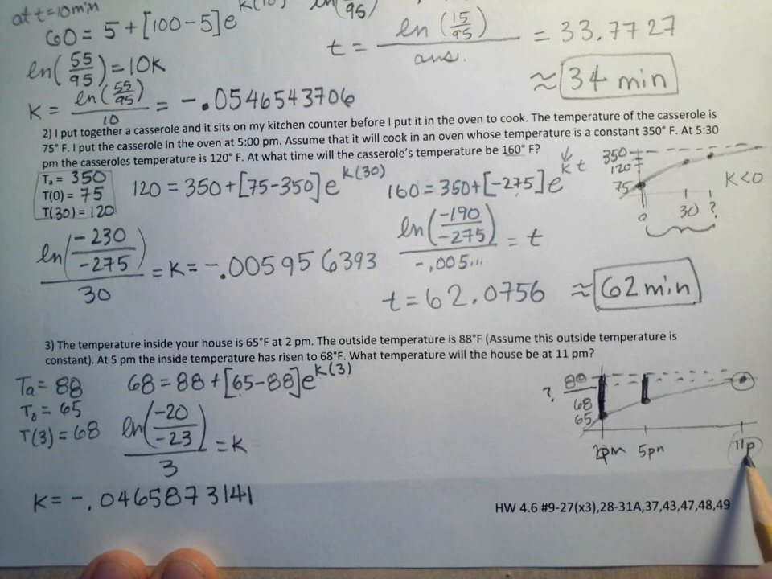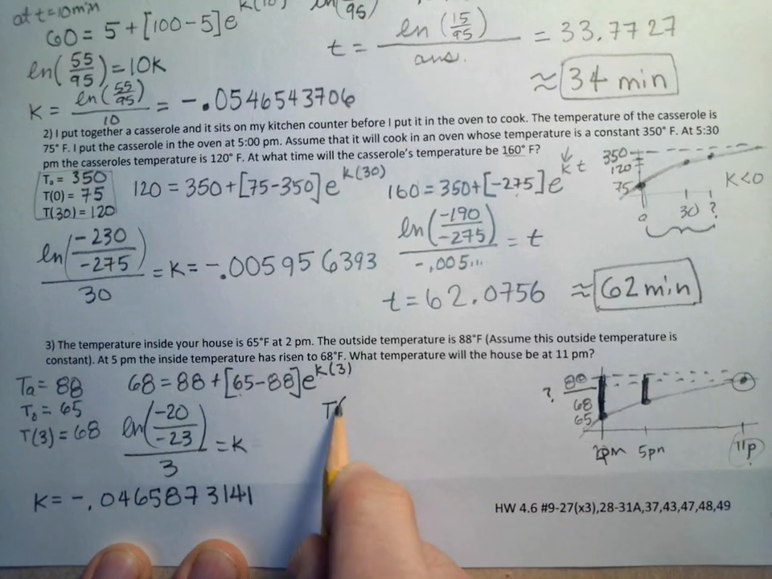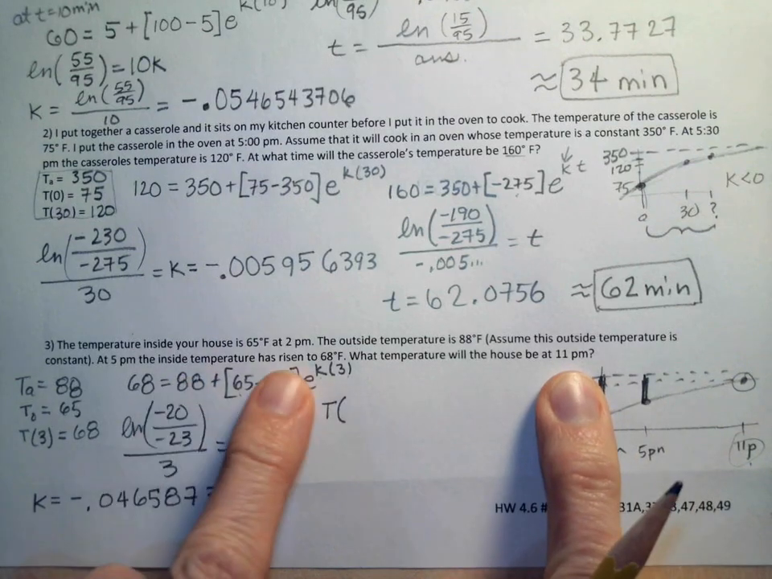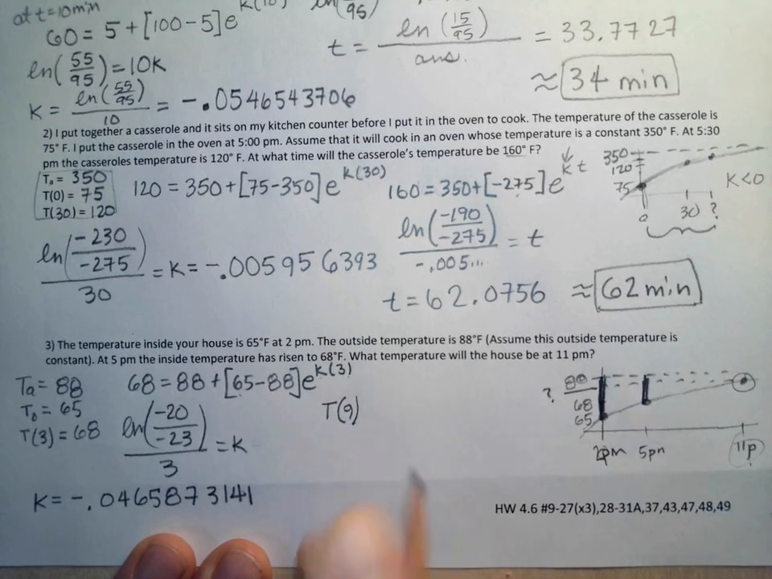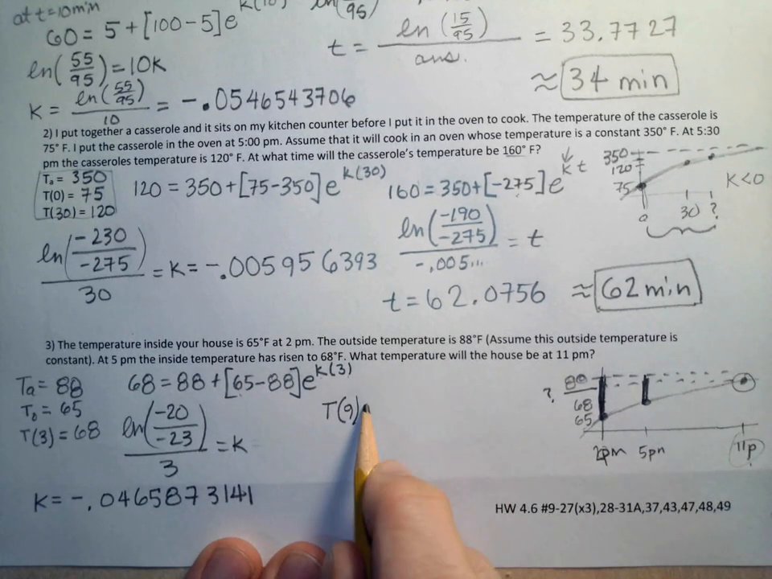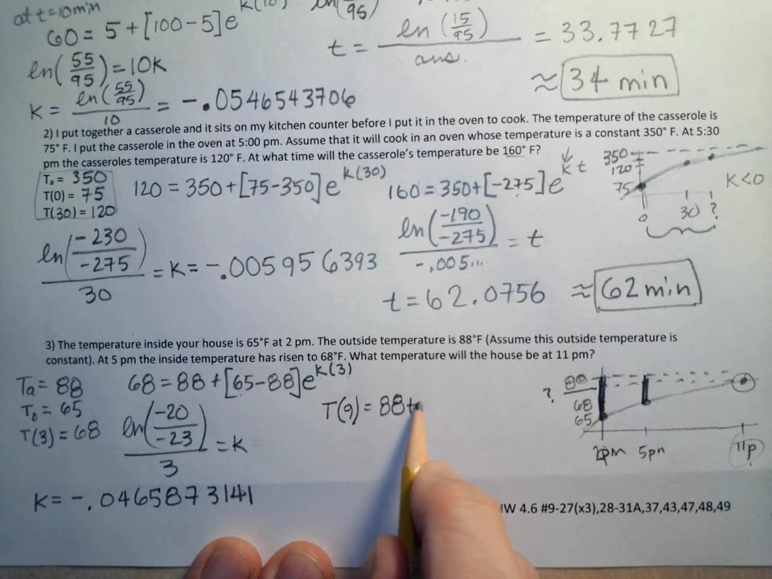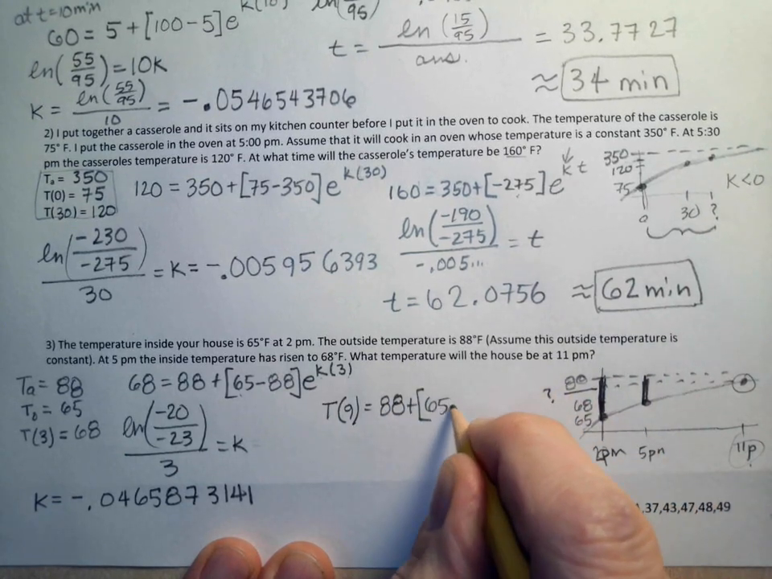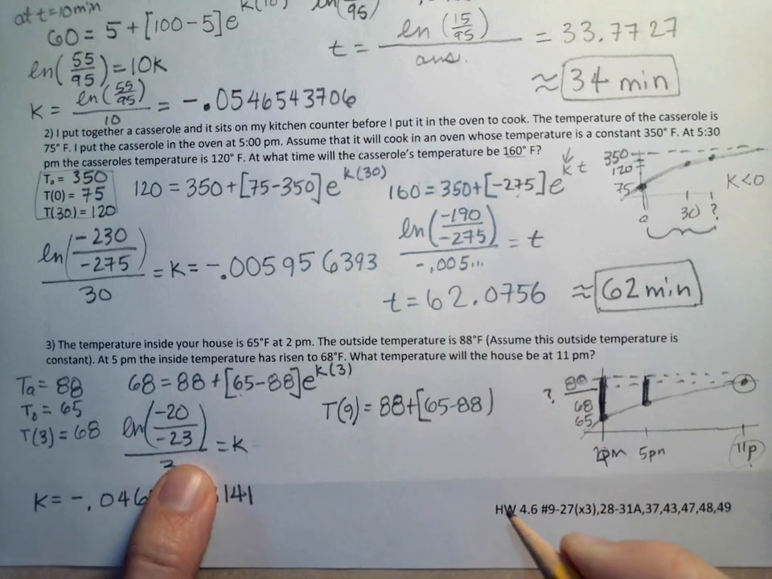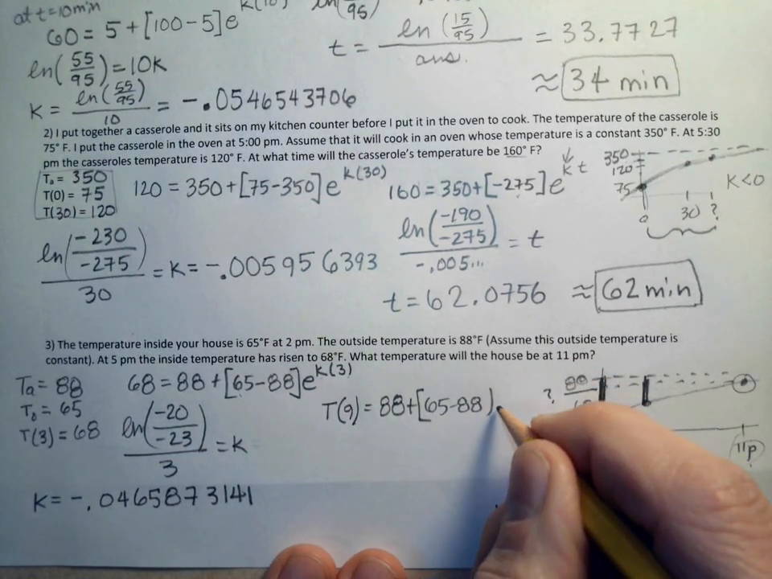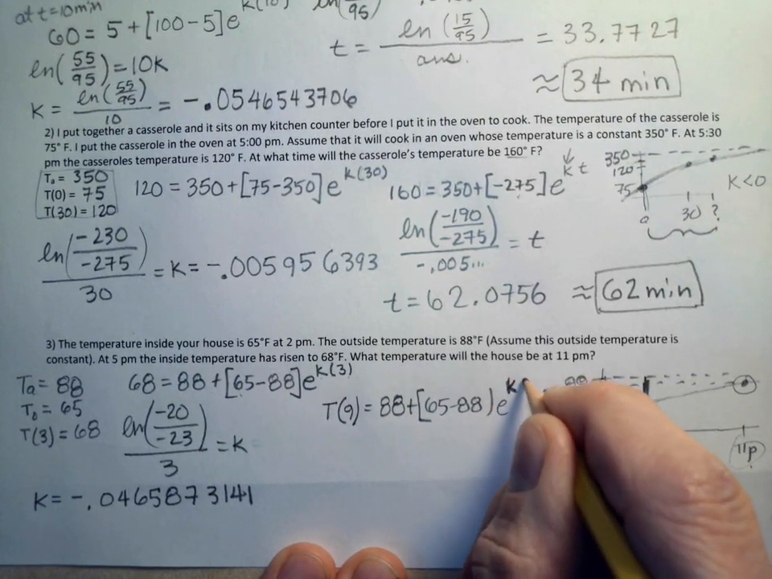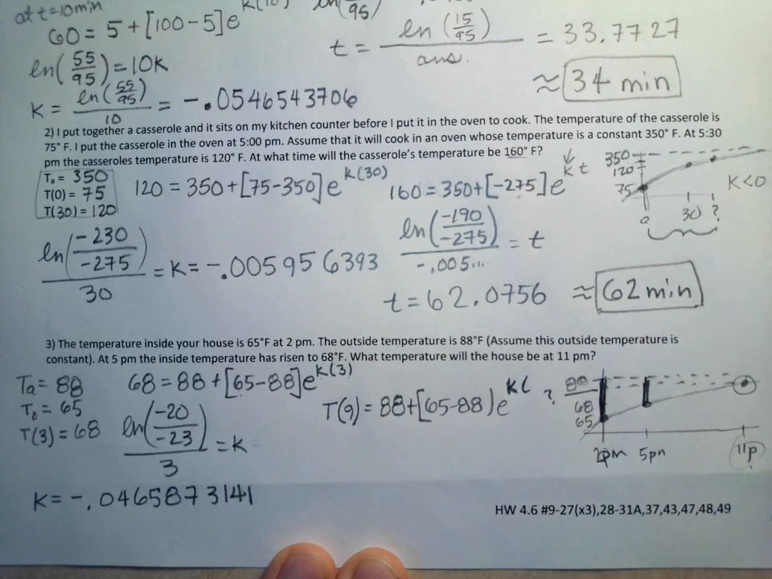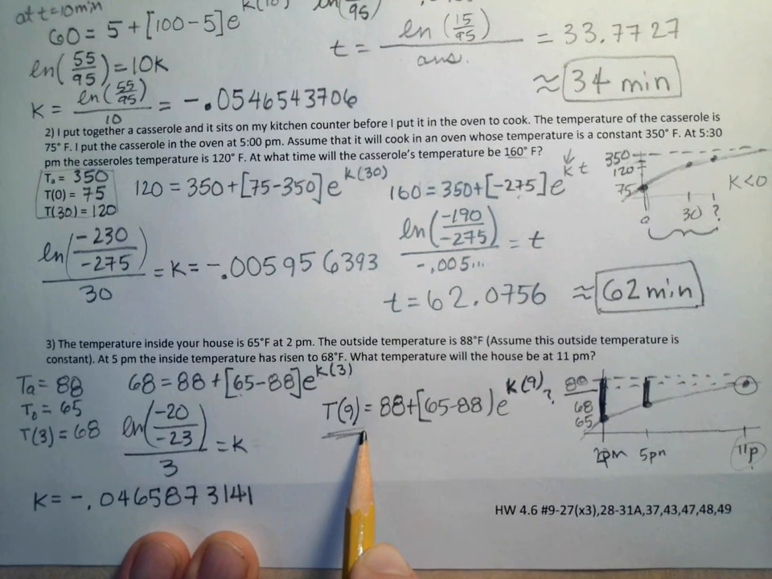Okay, so now that we have our K, use that to find the temperature at 11 p.m. So 11 from 2 p.m., 11 is 9 hours later, so we want the temperature at time equals 9 hours, and that's 88 plus 65 minus 88. Again, we know that's negative 23 from over here. If you wanted to put that in, that's fine. And then that's e to the K times T. I'm doing the K bold here. We know what the K is, and we know what the T is, actually. That was 9. So the unknown is this thing over here this time, the final temperature.